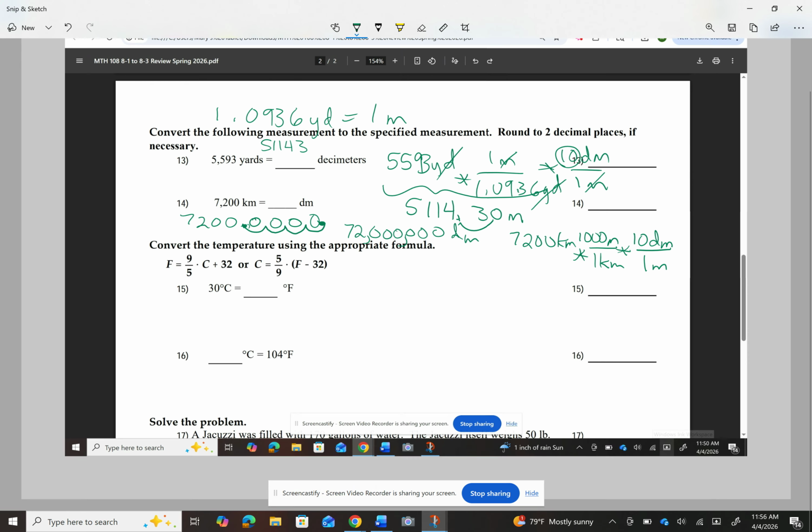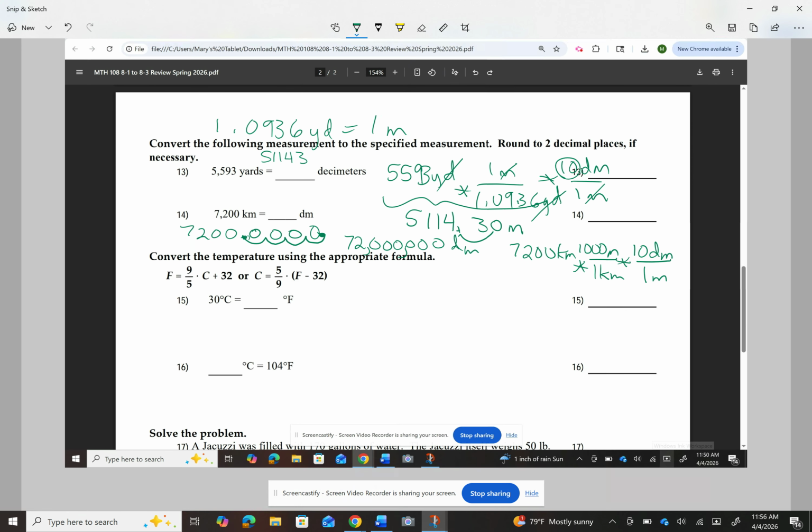I want to look at the temperature ones here. You'll have the formulas on the formula sheet. So if I'm starting with a Celsius temperature, then this would be the formula I would want to use. Because then to get the F, all I got to do is put in 30 for C.